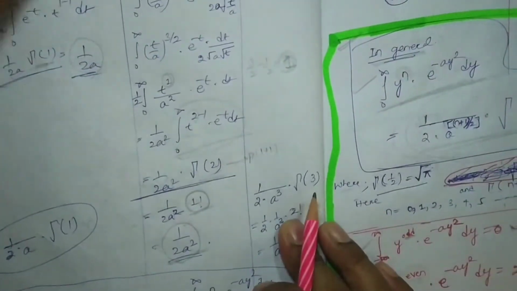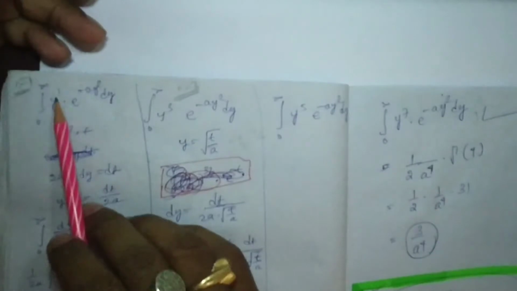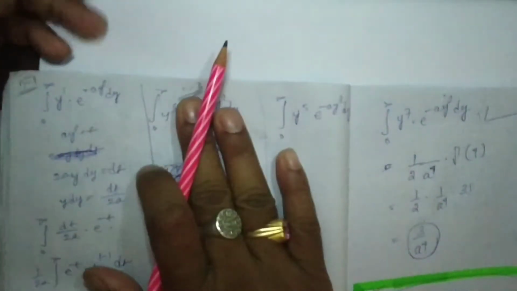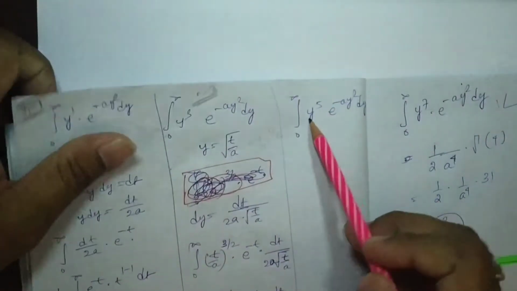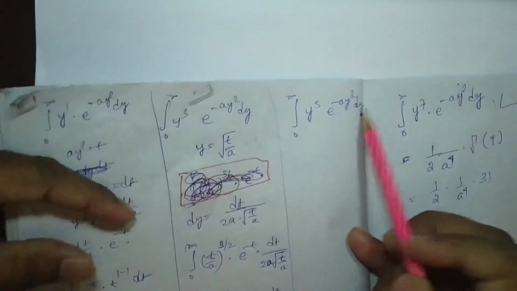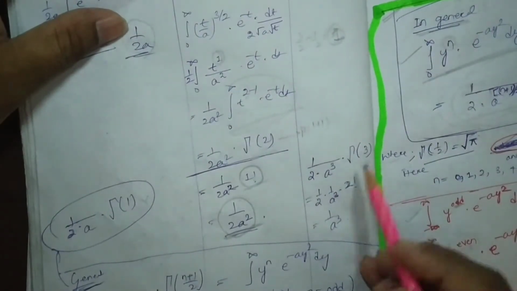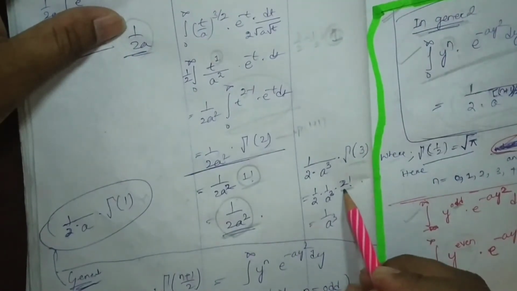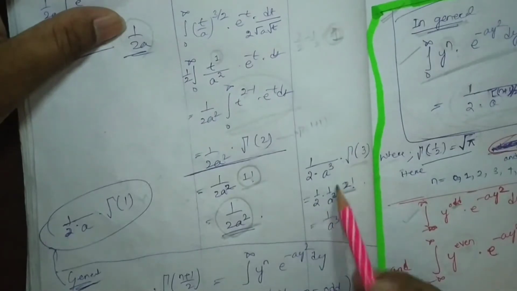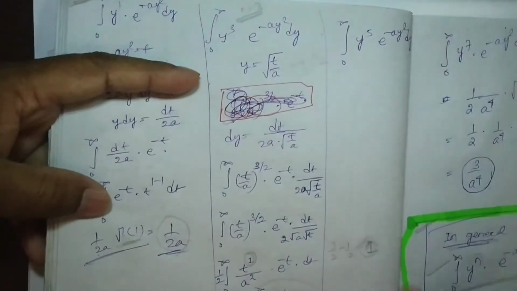If you are going to calculate this for y to the power 1, y to the power 3, I suggest that you do y to the power 5 by yourself, the integral of y to the power 5 e to the power minus a square y square dy, and you are going to get the value 1 by 2 into a cube into gamma 3. Gamma 3 means 2 factorial, so the 2 gets cancelled, and you are going to get 1 by a cube. You just calculate with this same procedure.